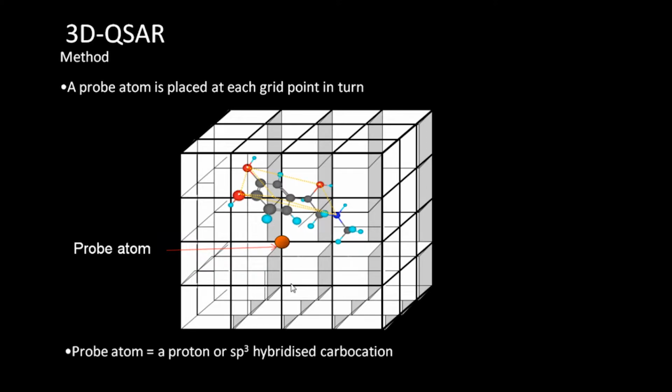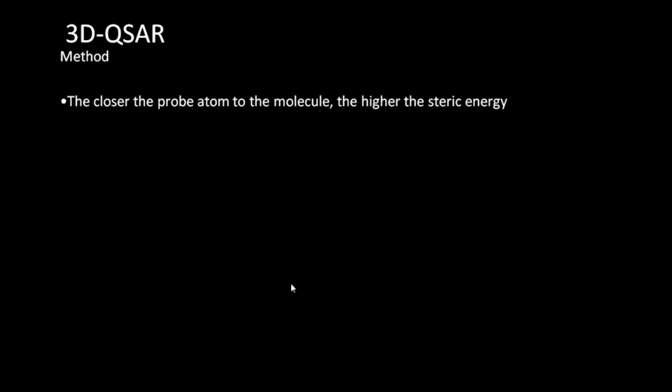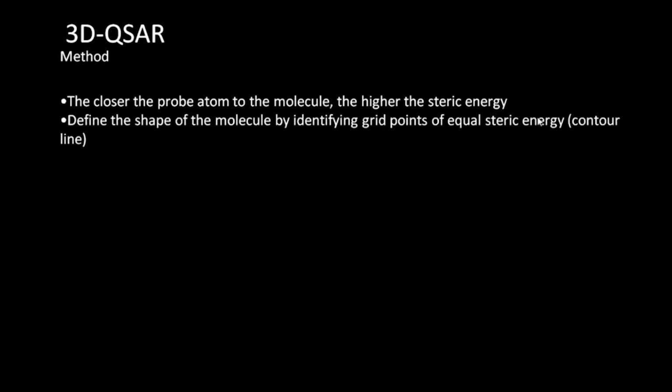The probe atom, like I said, could be an sp3 carbocation, it could be even H, or O, and so on. So you place each of these molecules at the grid point. Obviously, the closer the probe atom is to the molecule, the higher the steric energy. So it defines the shape of the molecule by identifying grid points of equal steric energy, and you can get a contour line on this.